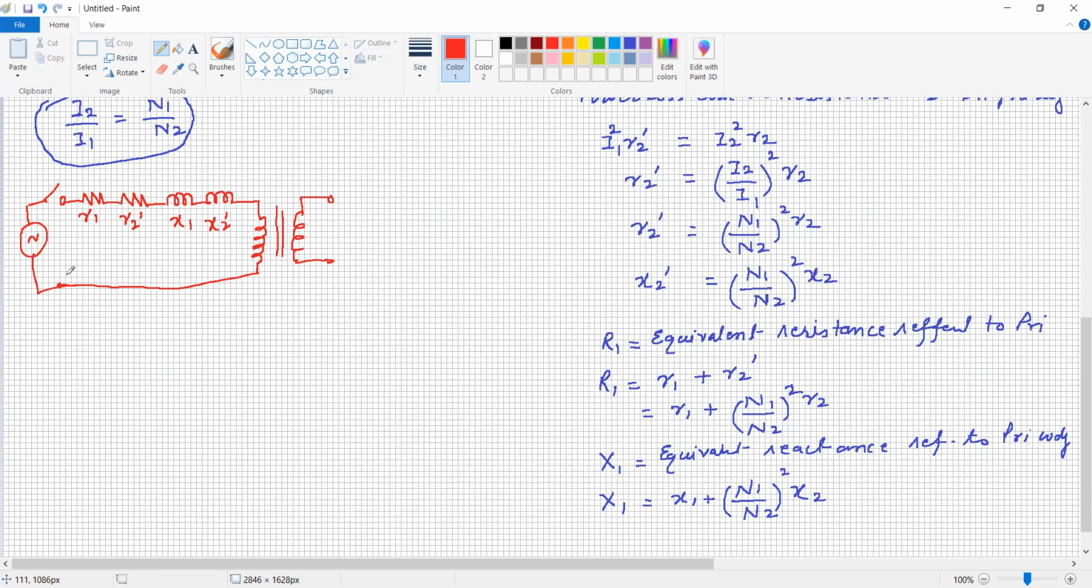If you supply from the secondary winding, it will give the voltage on the primary side. So we can use that transformer at any side. Similarly, the same thing can be used for the secondary side. That is, the primary winding is as it is. Okay, here N1, whereas N2.